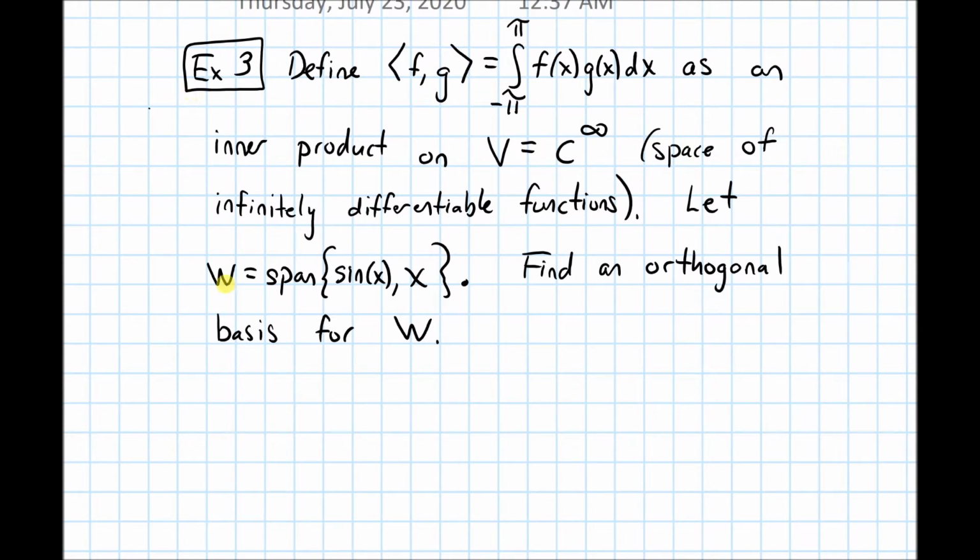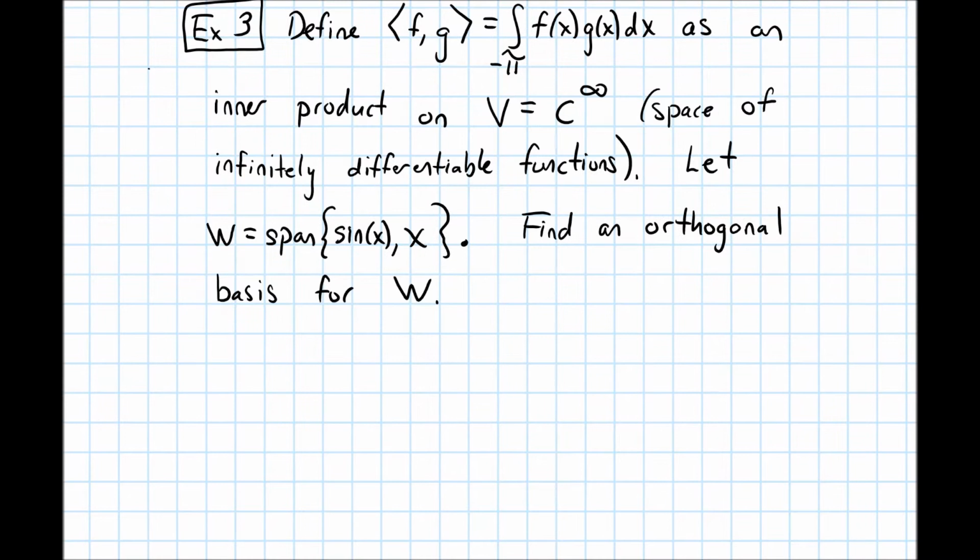So we were trying to find an orthogonal basis for W, and W is the span of sine x and x. So if we look at this set, sine x and x, these two functions are not multiples of each other. They're not scalar multiples of each other. So this is linearly independent. If we have two elements in our set, it's linearly independent if they're not multiples of each other. And we already know that those two functions span W, because that's how it's defined. And this set spans W, so it's a basis for W.